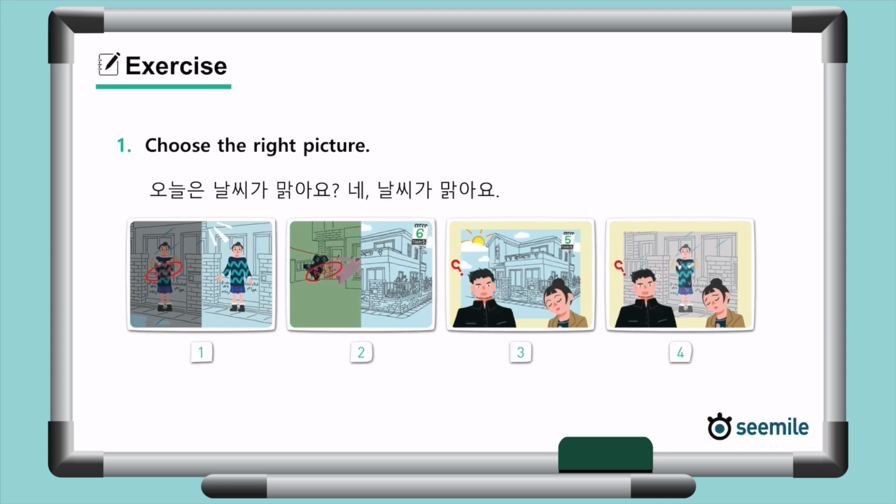Pause and read the next sentence out loud, paying attention to what the intonation should be. Good job! 오늘은 날씨가 맑아요? 네, 날씨가 맑아요. Is it sunny today? Yes, it is. In number 3, apparently Kai is asking Hitomi if the weather is sunny, and Hitomi is apparently nodding to mean yes. So you can say that number 3 best describes the question and answer here.